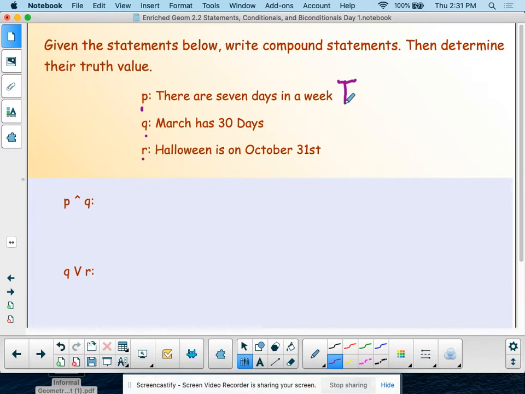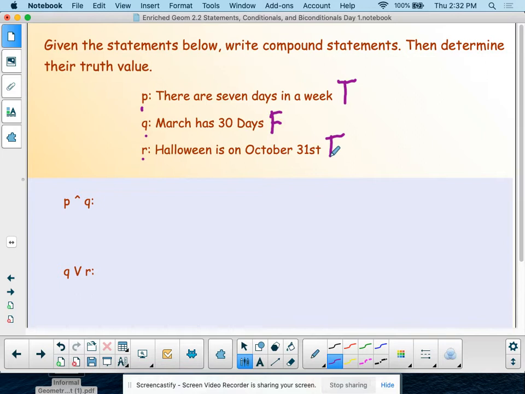March has 30 days. So some of you might know this off the top of your head, and some of you might not, but March actually has 31, so this would be false. And Halloween is on October 31st. That is true. Okay, so step 1 was we had to decide if they're true or false.